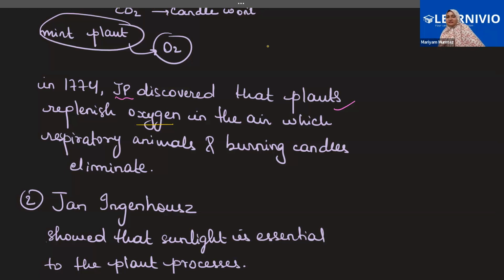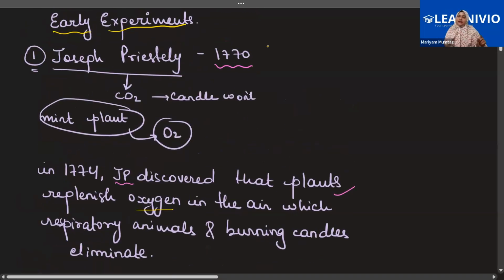Not lighting the flame. Means bujh jana, right? The candle got burnt out. It got extinguished. This much is clear. The first person and his experiment is clear to you all. Joseph Priestley? Yes, ma'am.